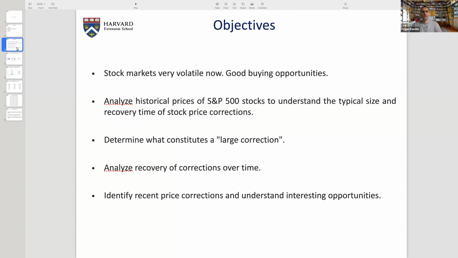In terms of the objectives, there's a lot of volatility in the stock market at the moment, and maybe there are some good buying opportunities out there. To achieve that objective, we analyze historical prices for all the S&P 500 stocks over the last 25 years to understand what a large correction means. And then we also want to understand what happens after the large correction over time. And then lastly, we try to see whether there are some good buying opportunities out there at the moment.